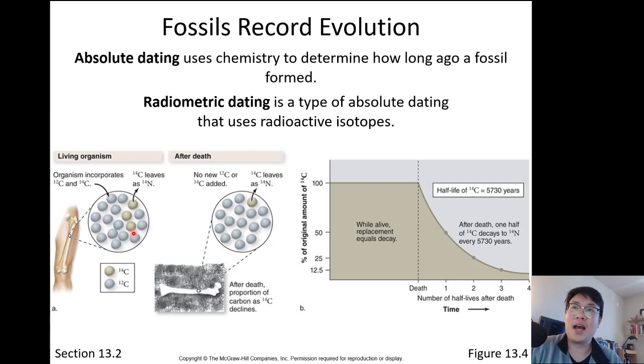Absolute dating. So absolute dating uses chemistry to determine how long ago the fossil was formed. We'll talk more about that, but let me read the second term. Radiometric dating is a type of absolute dating that uses radioactive isotopes, which is what I'm talking about here. So if we want to know how old an organism is, we look at different isotopes.